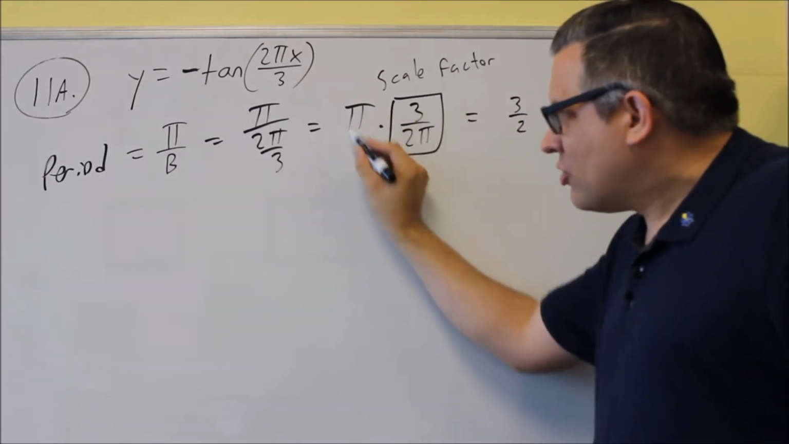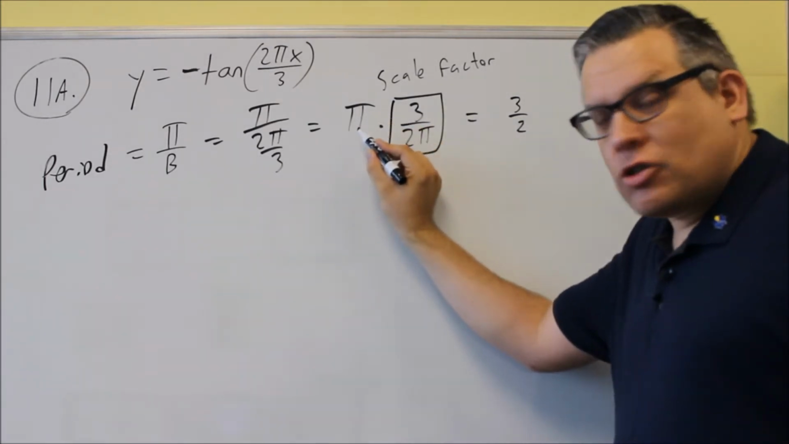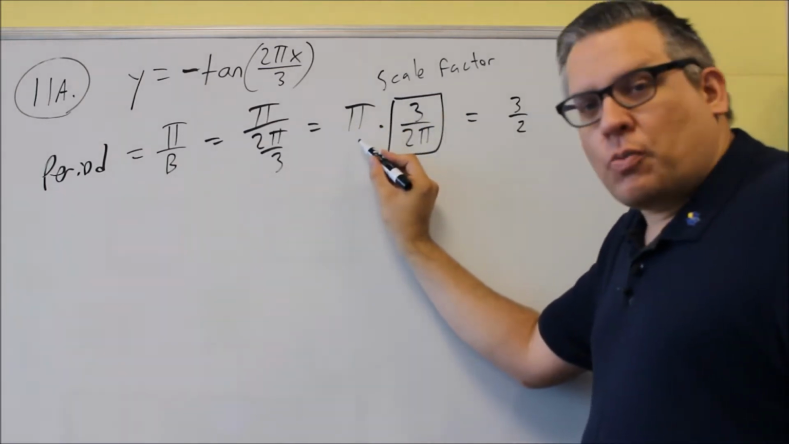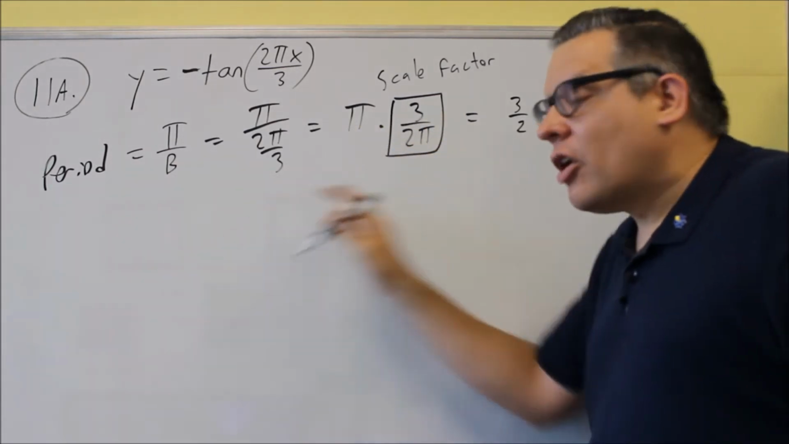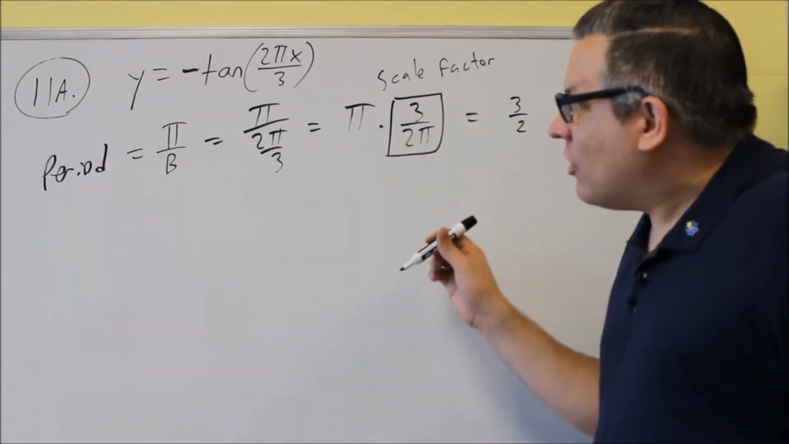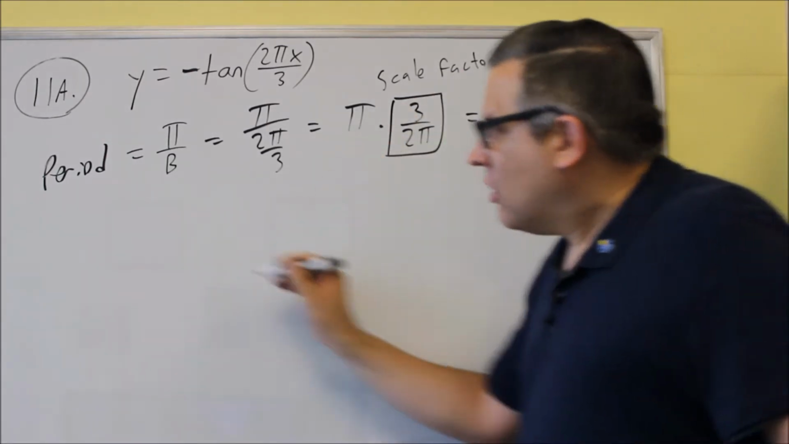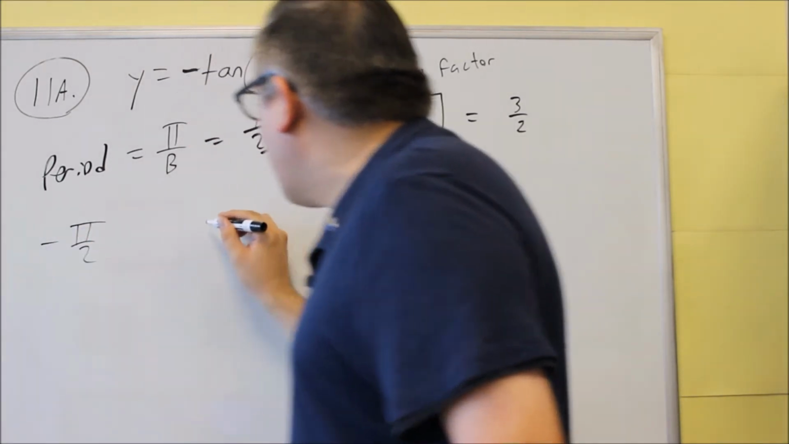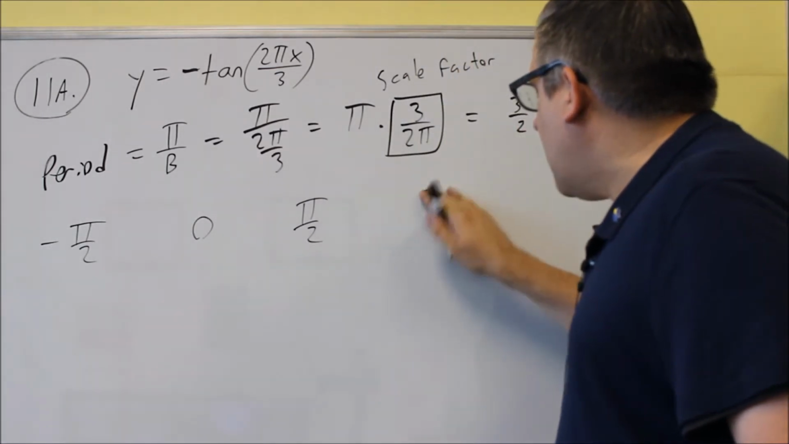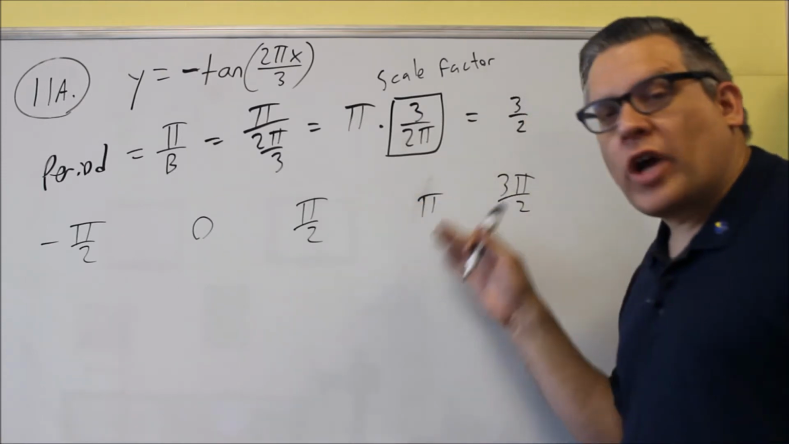You're multiplying the original pi, and it's going to give you a new graph because you're multiplying the original period by 3 over 2 pi. The same thing that we do to the original period, we want to do that to all the key points for the original tangent graph. Now in the notes, I gave you the regular key points for a regular tangent graph. So it was just tangent x only. Here's what the key points would be. Negative pi over 2, 0, pi over 2, pi, and then 3 pi over 2. This would be the key points for a regular tangent graph.